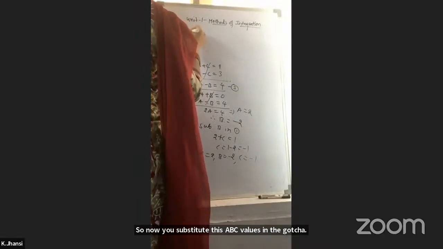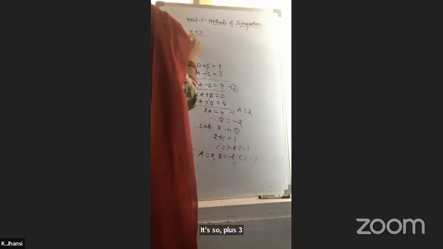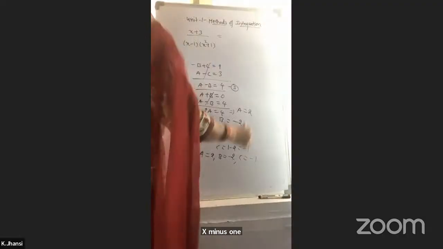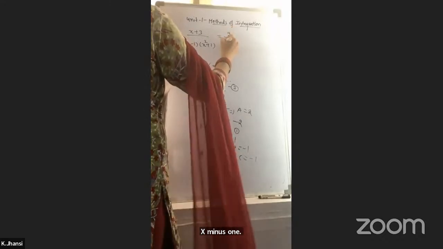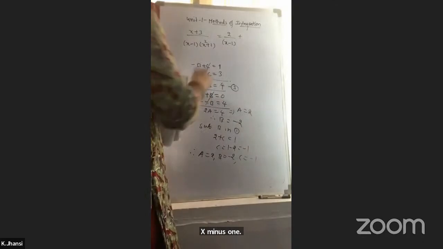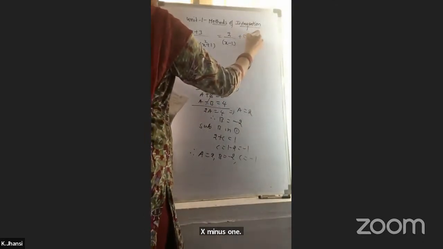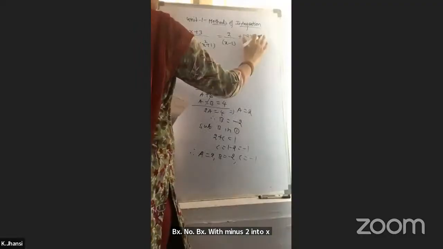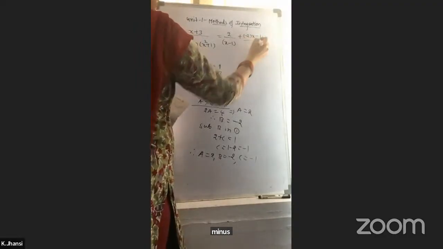So what was x plus 3 by x minus 1? What is our A value? A value is 2. 2 by x minus 1 plus Bx plus C, that is minus 2 into x plus C, which is minus 1, you can write plus 1, over x square plus 1.